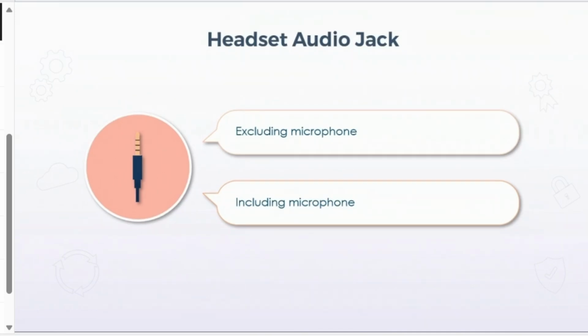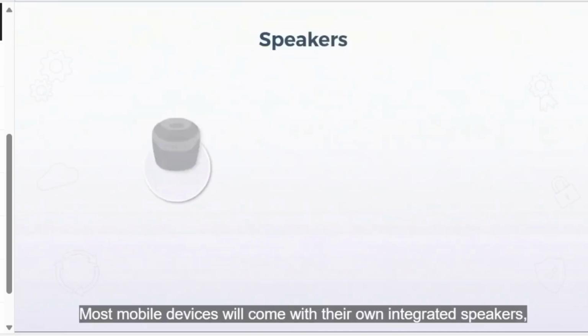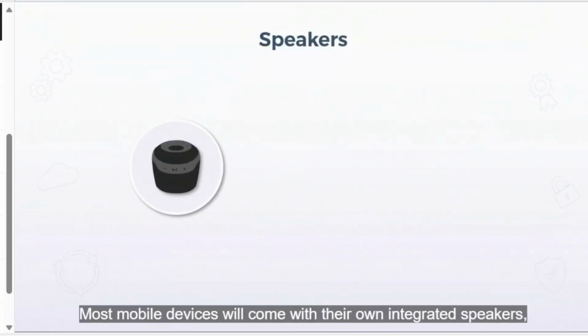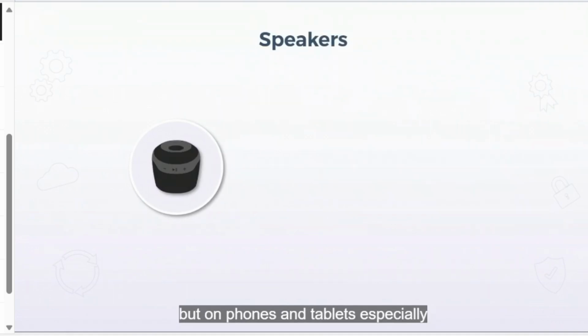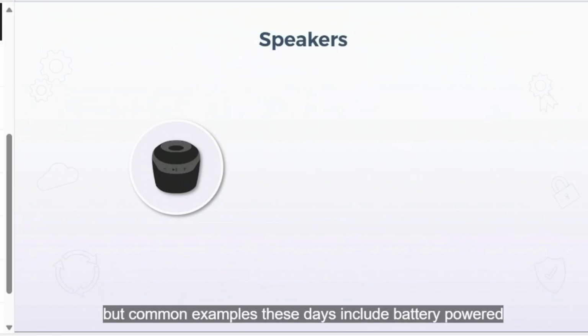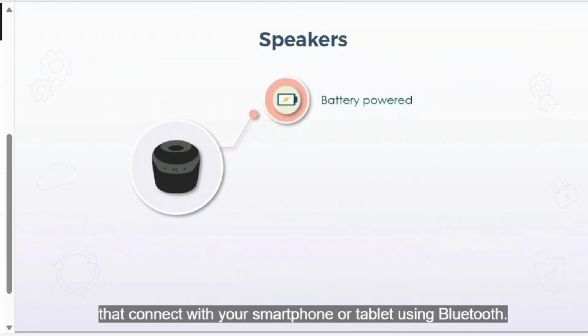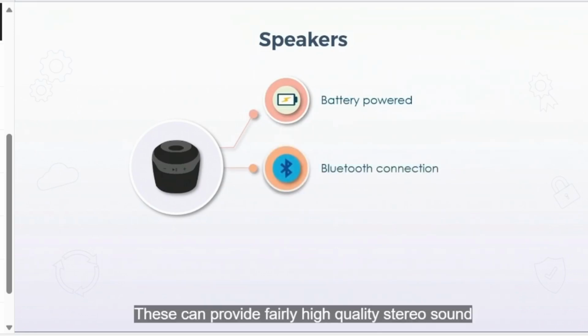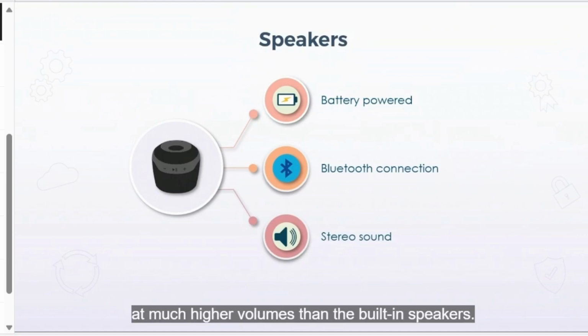of connector. Most mobile devices will come with their own integrated speakers, but on phones and tablets especially, they don't produce very good quality, at least for the purposes of listening to music. So you can also attach external speakers, which may come in various forms, but common examples these days include battery-powered or rechargeable models that connect with your smartphone or tablet using Bluetooth. These can provide fairly high-quality stereo sound at much higher volumes than the built-in speakers.